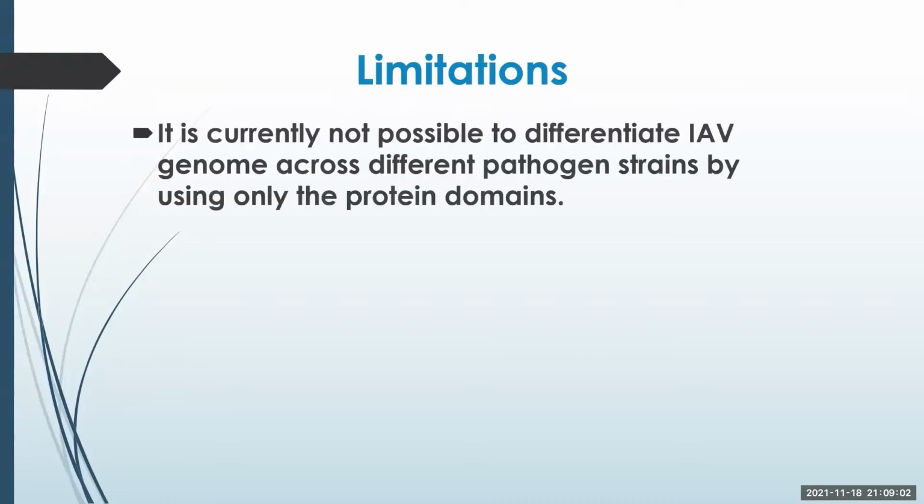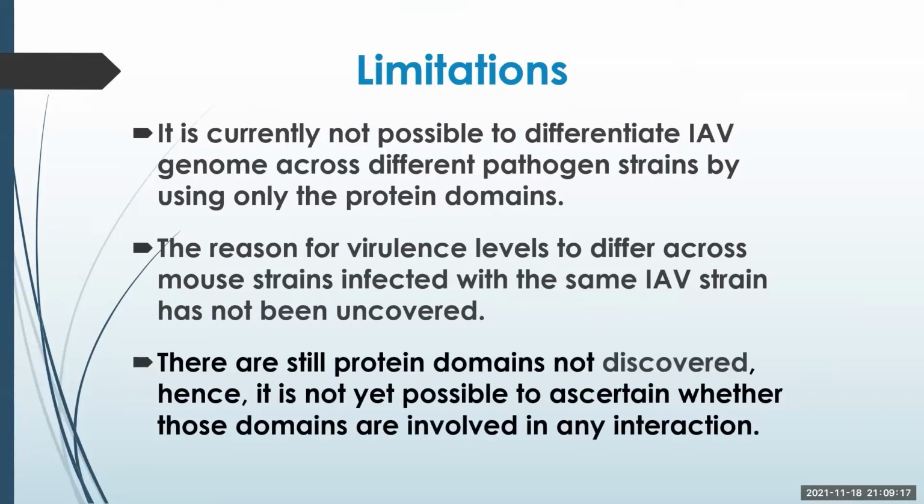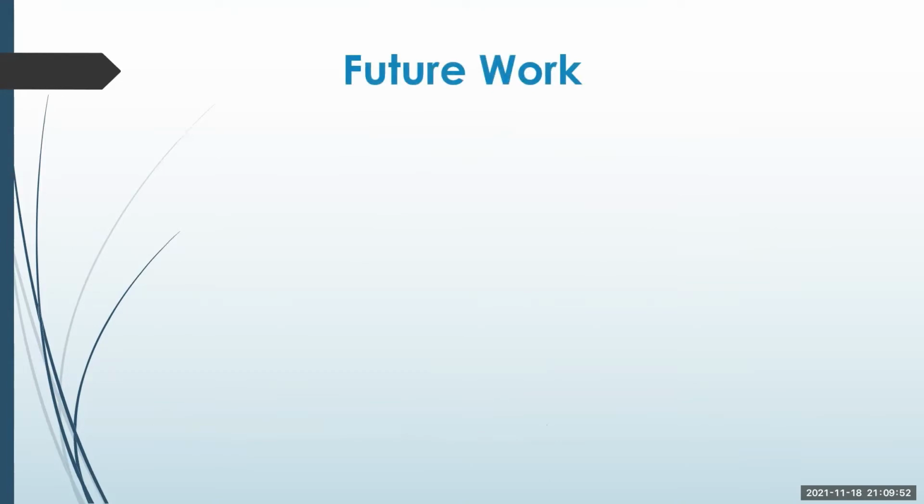Like in any project, facing limitations is inevitable. Limitations of this project include, firstly, it is currently not possible to differentiate IAV genome across different pathogen strains by using only the protein domains. The reason for virulence levels to differ across mouse strains infected with the same IAV strains has not been uncovered. Lastly, there are still protein domains not discovered, hence it is not yet possible to ascertain whether those domains are involved in any interaction.